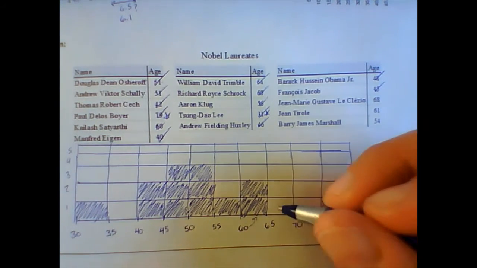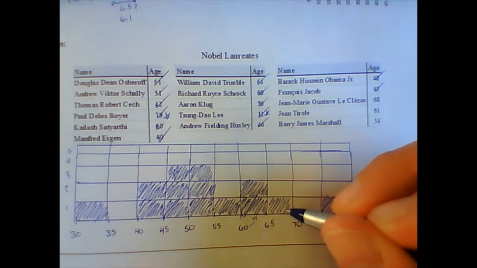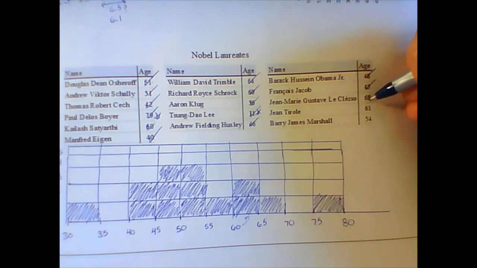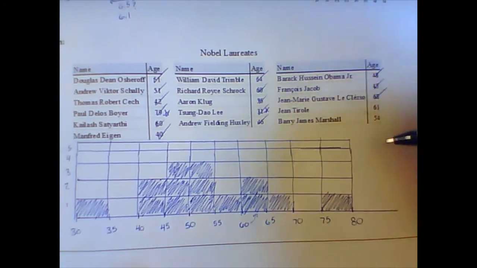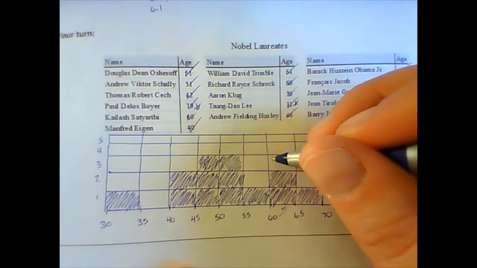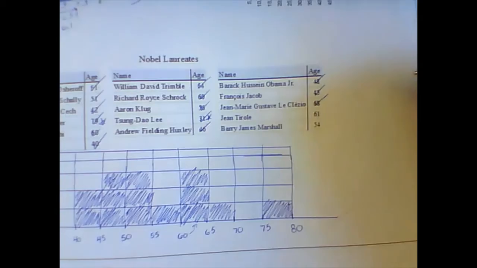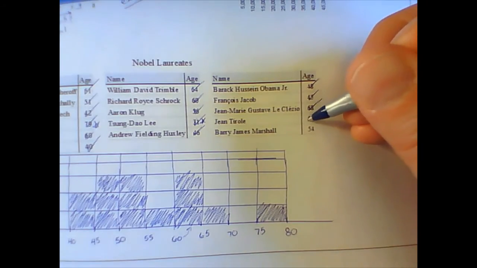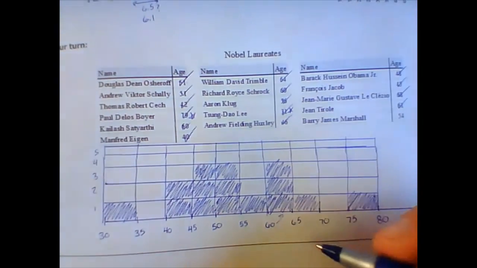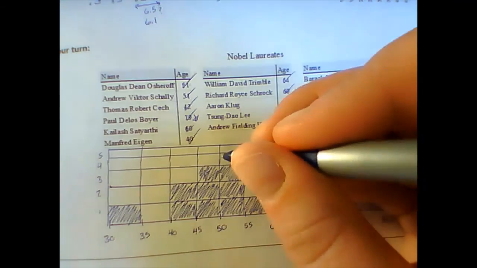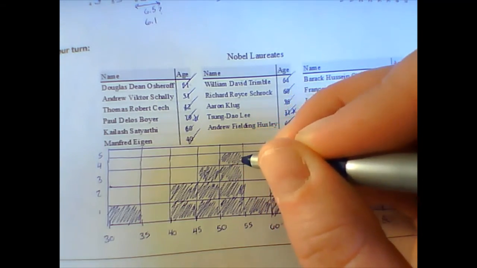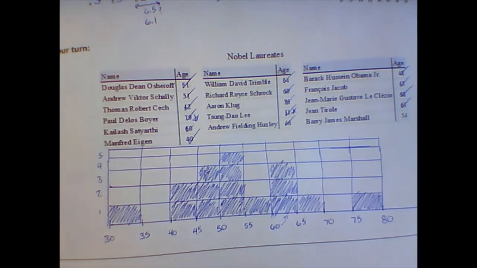All right, we have a 68. It goes in between 65 and 70. And there's a 61. It goes in between 60 and 65. And then Barry James Marshall, 54. I'm going to say that was in biology of some kind. Anyway. Okay, and we have created a histogram.